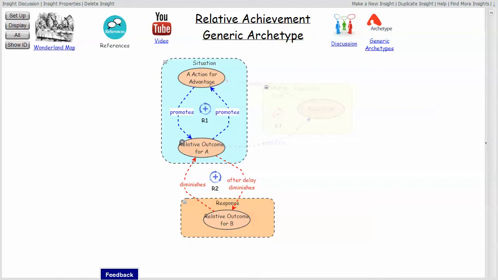So you end up with essentially the equivalent of the success to the successful archetype, whereby because A ends up with an advantage, B ends up becoming disadvantaged, which enables A to become more advantaged, which causes B to become more disadvantaged. If it were the other way around, if B was succeeding, then A would be disadvantaged. So whoever begins to produce more first ends up winning even more over time, because they're ahead and they get more resources because they're ahead.